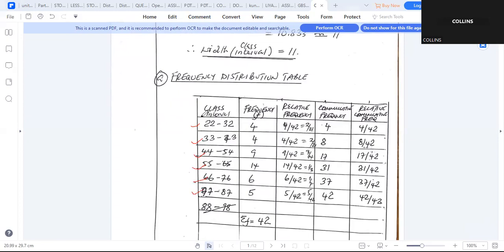Then on this side we just subtract 1. Since we're not including the next number, we just add 10 instead. Here we're adding 11, but here 22 plus 10 is 32. 33 plus 10 is 43. 44 plus 10 is 54.